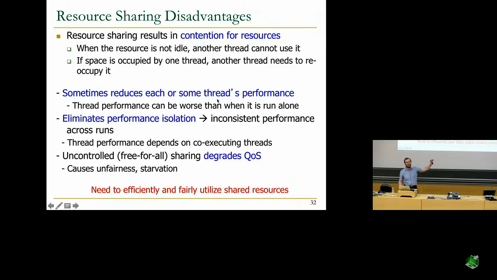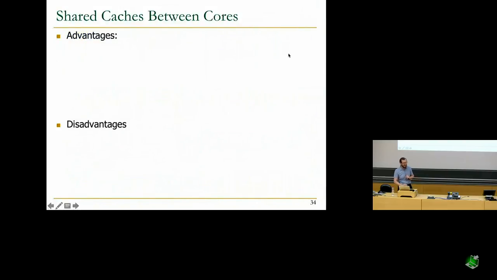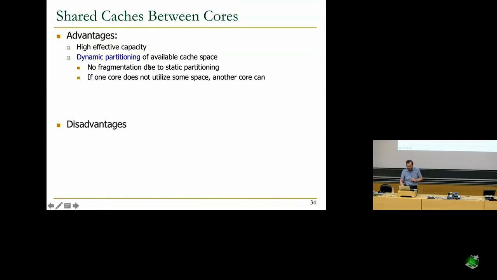And we discussed this a long time ago, if you think about it, when we talked about fair memory scheduling. Okay, let's take a look at private versus shared caches from this perspective now. So what are the advantages of shared caches? The big advantage is you get high effective capacity, right? Hopefully this is clear. We've discussed this already. You get dynamic partitioning of available cache space. There's no fragmentation due to static partitioning. If one core doesn't utilize its cache space, that's okay. Some other core will take it, right? Because you have everything shared. You don't have 4 1-megabyte caches. You have 1 4-megabyte cache.